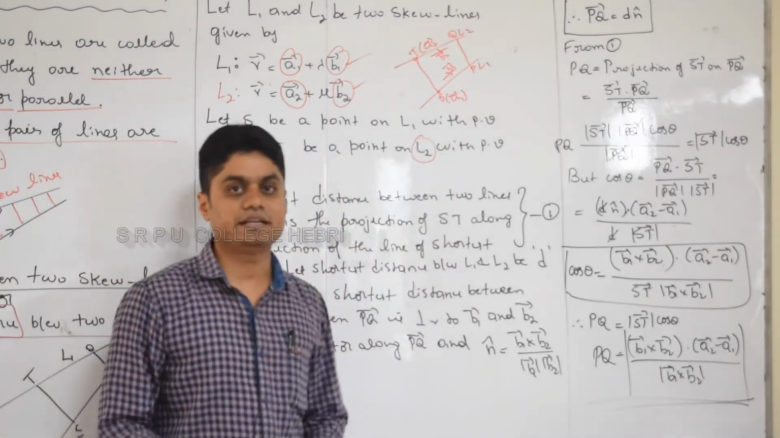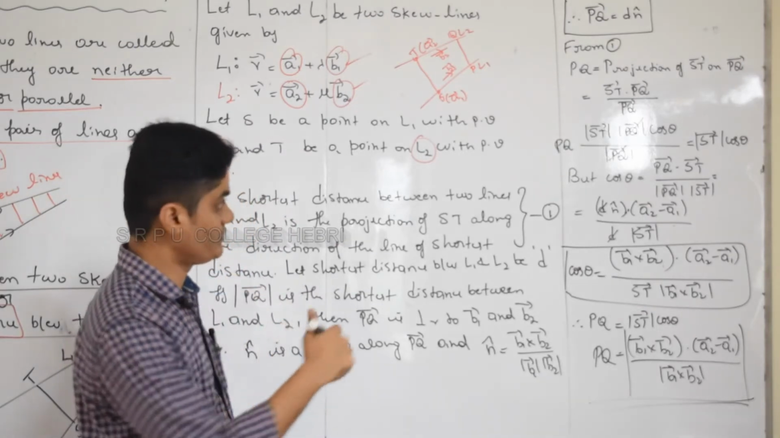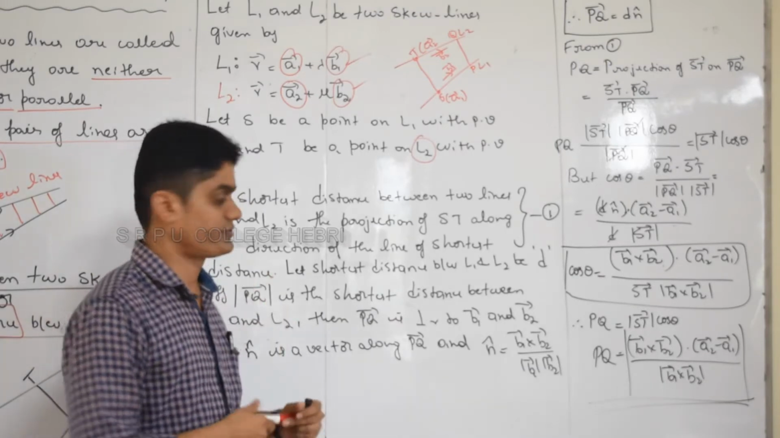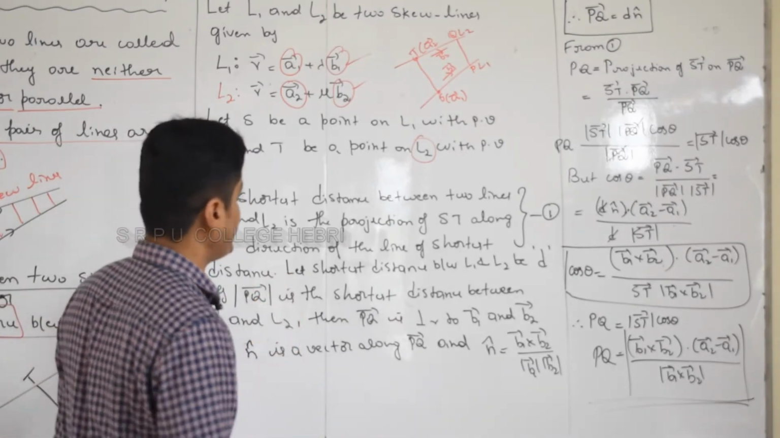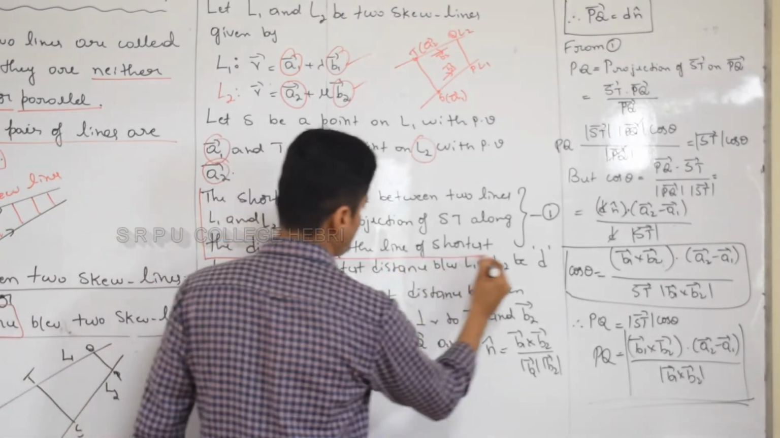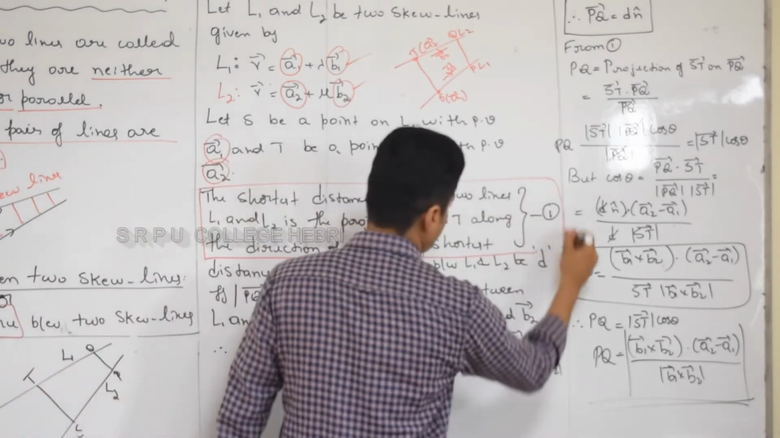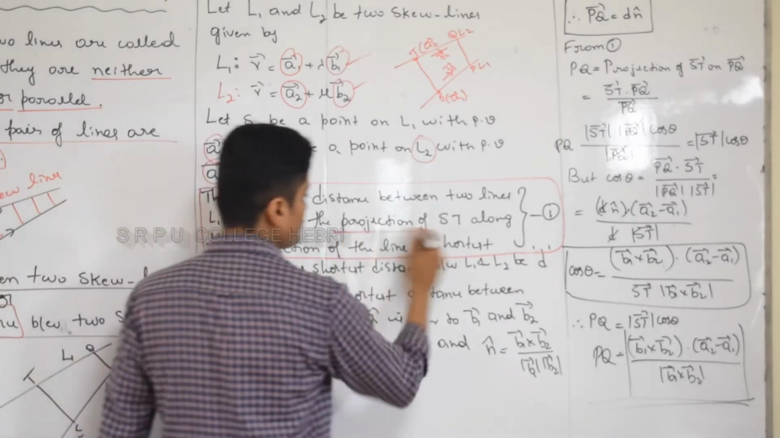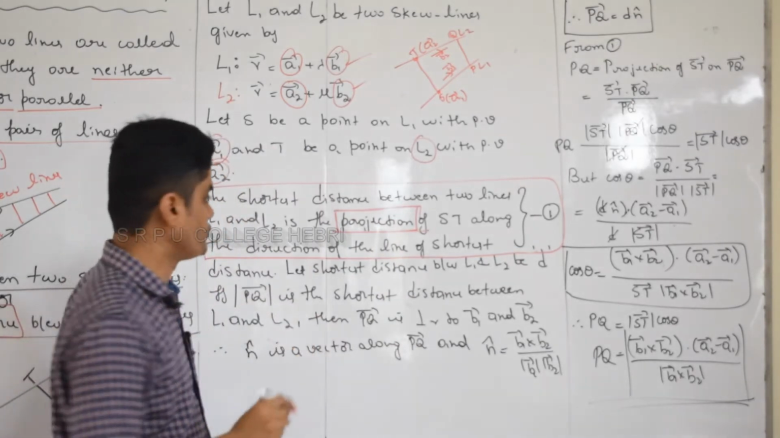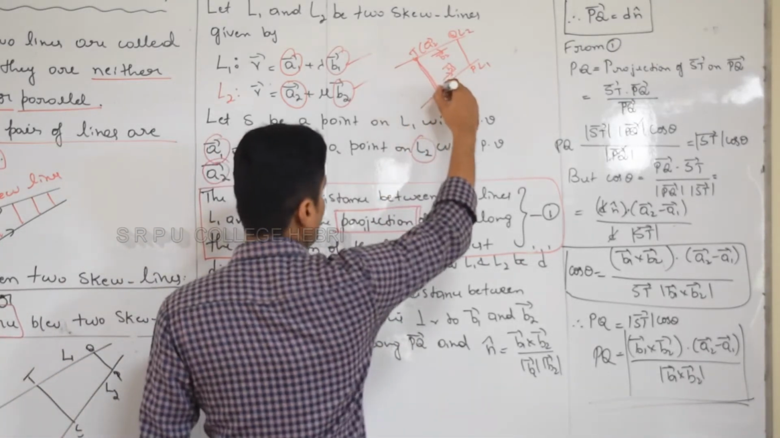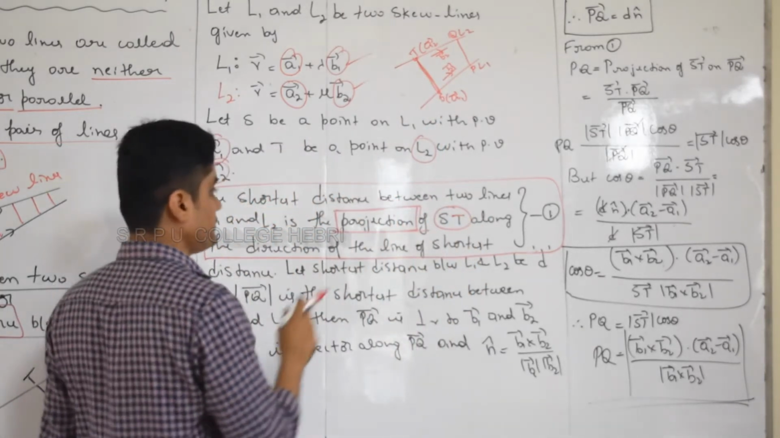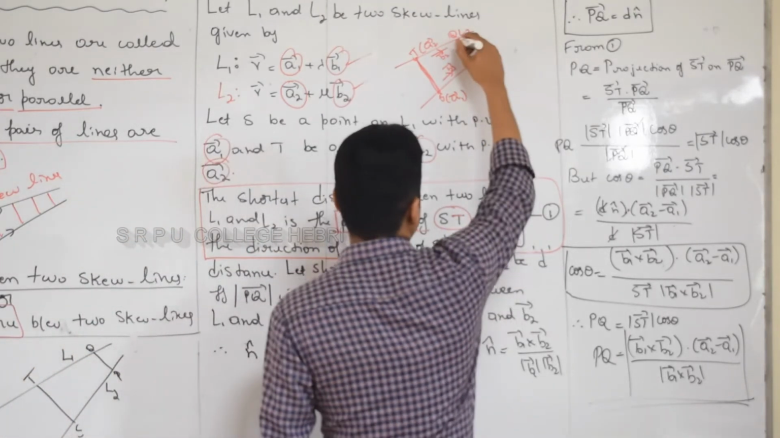So A1 and A2 are the position vectors of the two points on the respective lines, that is L1 and L2. Now we have to find the shortest distance between the two straight lines, or the skew lines. If you observe the diagram, the shortest distance between the two skew lines is nothing but the projection. You have heard the word projection in the last chapter, vectors. So the shortest distance between L1 and L2 is the projection of ST, that is, the vector between the two points on the lines. Projection of ST along the direction of the shortest distance.